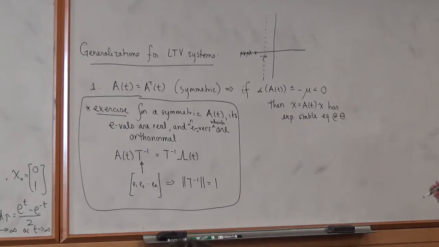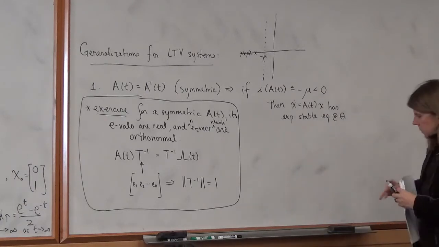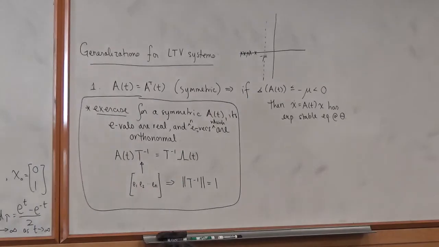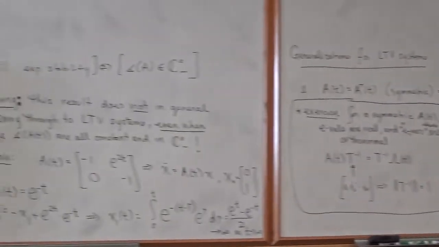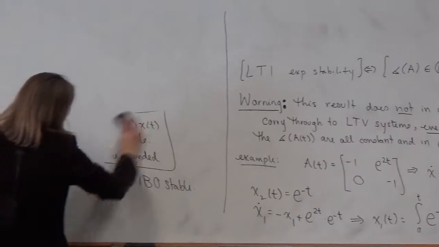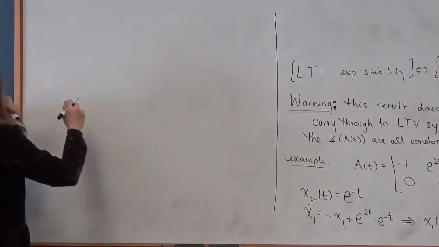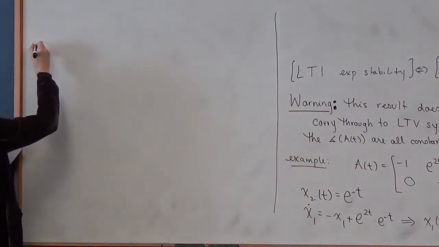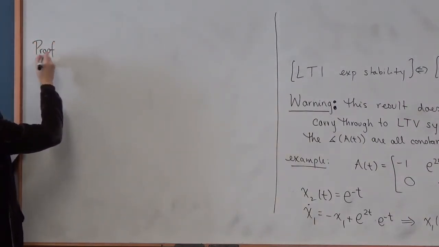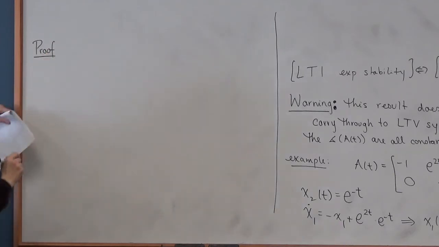Because the proof, as I said, leads us into the last concept of stability, which is, a piece, we'll just do a piece in this course, of Lyapunov stability for linear systems. All right, let's go over here and prove this. So if you have a time-varying system, and it's symmetric, so this is the proof of generalization case 1.